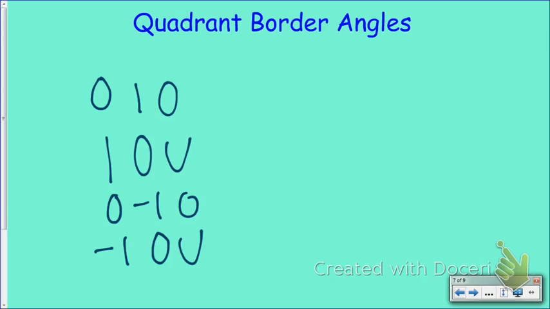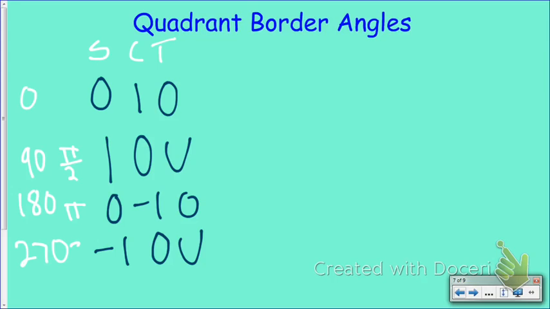I have to remember at the top, it goes in normal SOHCAHTOA order: sine, cosine, then tangent. And then down the side, I start at 0 degrees, then I go to 90, 180, and 270. Any others on the border I want to find, I can just find a coterminal angle. I also could write these in radians if I wanted to, and it would be the same thing. So then I just use this chart to figure out what these different values are going to be. For example, if I wanted to find the tangent of 90, well, the tangent of 90 is undefined.